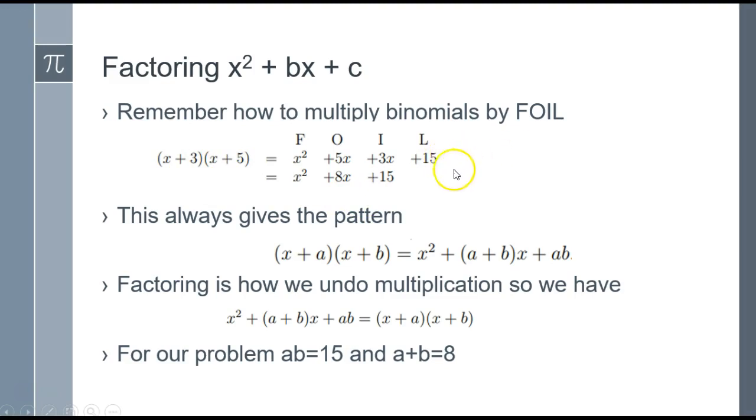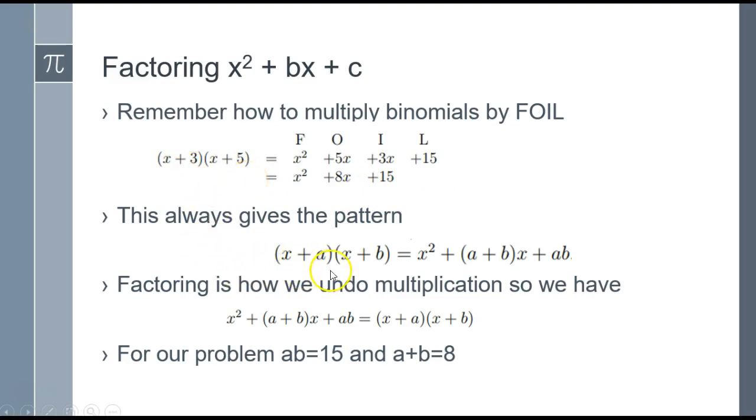Then you look and see if you can combine any like terms. And the terms in the middle can be combined in this case. So we would have had x squared plus 8x plus 15 is the trinomial we get from multiplying these two binomials. What we're doing when we're factoring is going backwards. We're taking the x squared plus 8x plus 15 and turning it back into these two binomials multiplied.